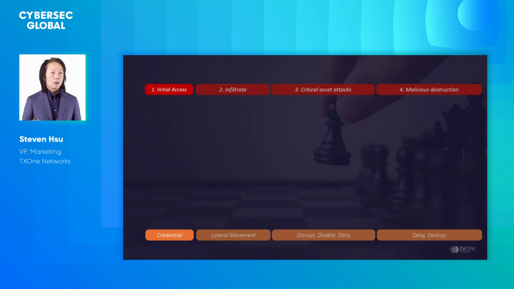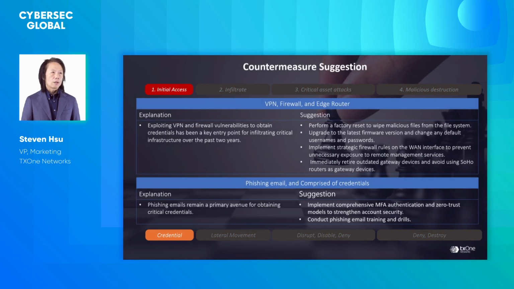Okay. So how about the suggestions about countermeasures? For initial access, there are two common ways to get inside. The first one, of course, is the entry gateway, for example a VPN, firewall, and edge router. And according to a US security advisory, they mentioned that Russian attackers highly leveraged router vulnerabilities to get intrusion. So in the last year, we also saw two very critical vulnerabilities discovered.